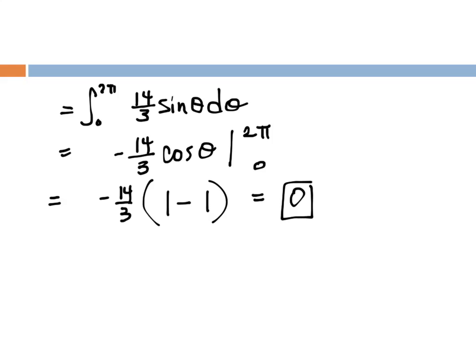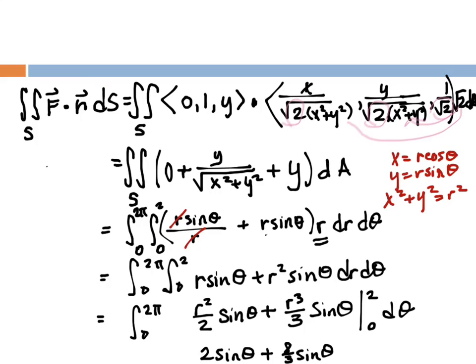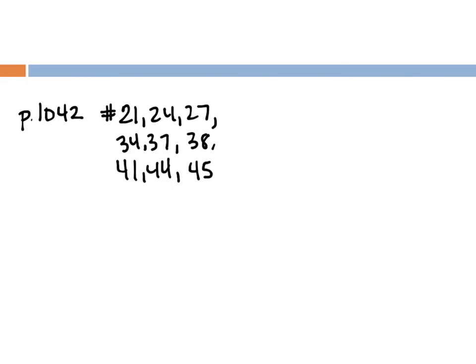All right, so let me go back to the slide that had the homework on it so that you can write those down if you didn't last time. This is page 1042, 21, 24, 27, 34, 37, 38, and 41, 44, 45. Surface integral. So some of them you're going to actually be finding surface area on, I think the first 3 maybe. And then the other 6, I believe, you're going to be finding, well, 3 of them you'll be finding surface integrals, and the other 3 are finding flux, which is related to surface integrals, of course.